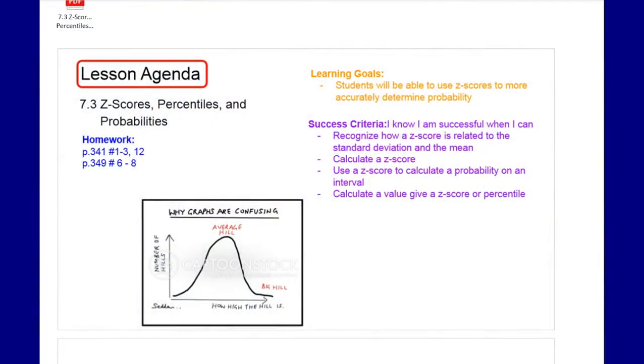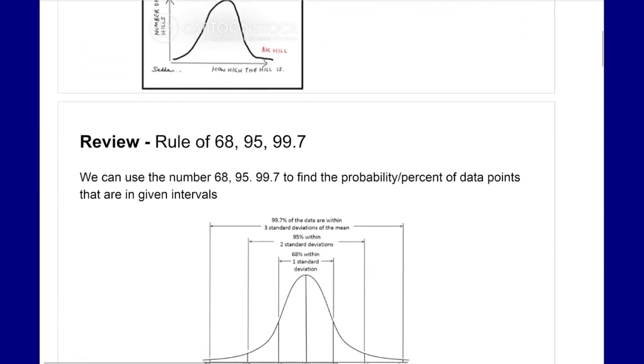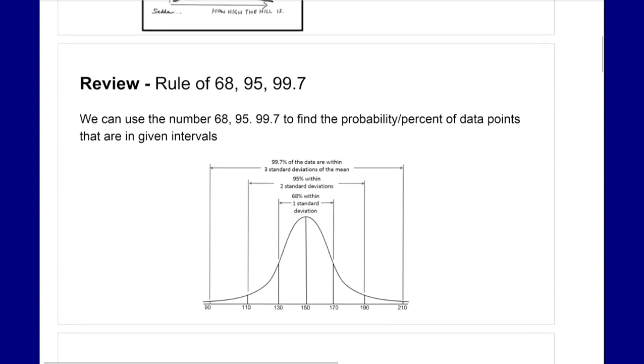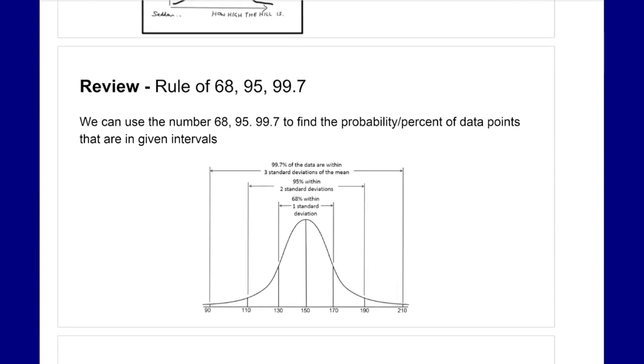In today's lesson, we are going to be looking at Z-scores, percentiles, and probabilities. Just as a quick review, in our previous lesson, we looked at the rule of 68, 95, and 99.7. This was talking about how we can use those numbers to find the probability or percent of data points that are within given intervals.